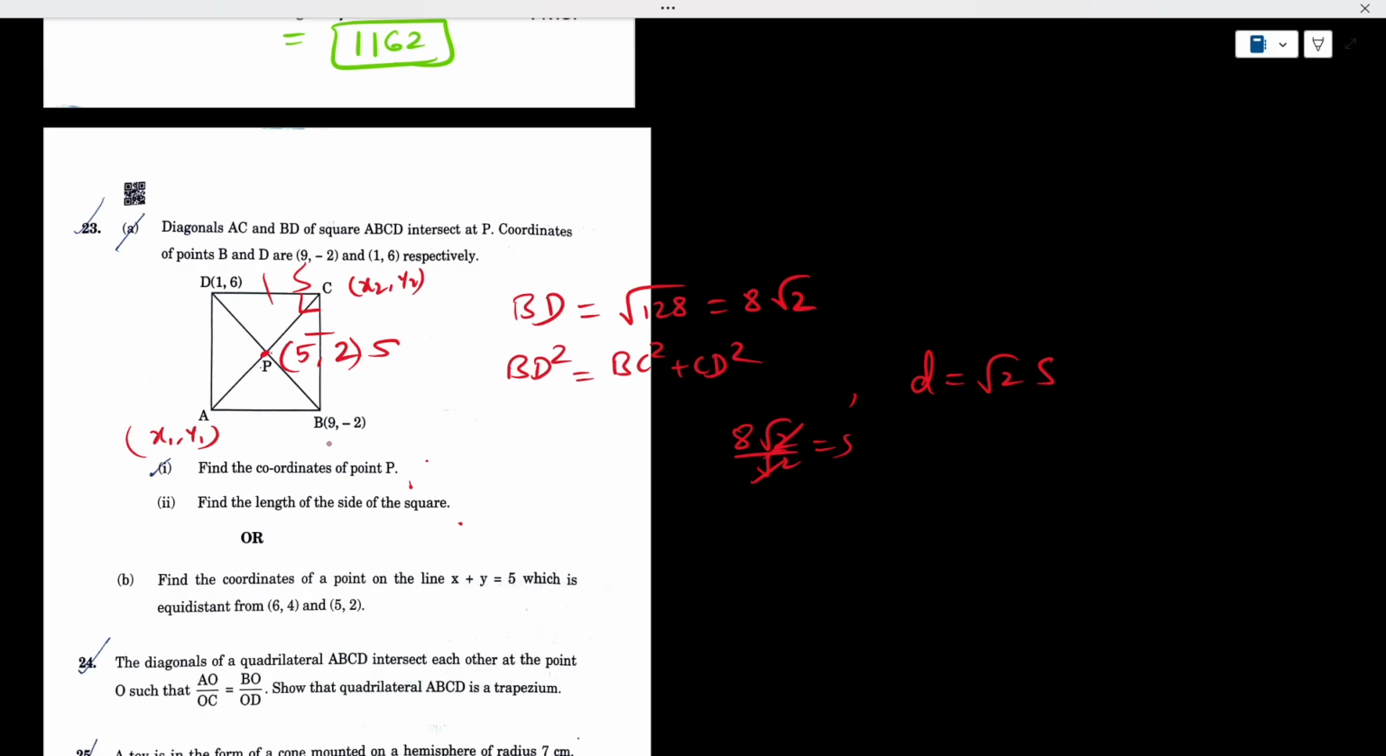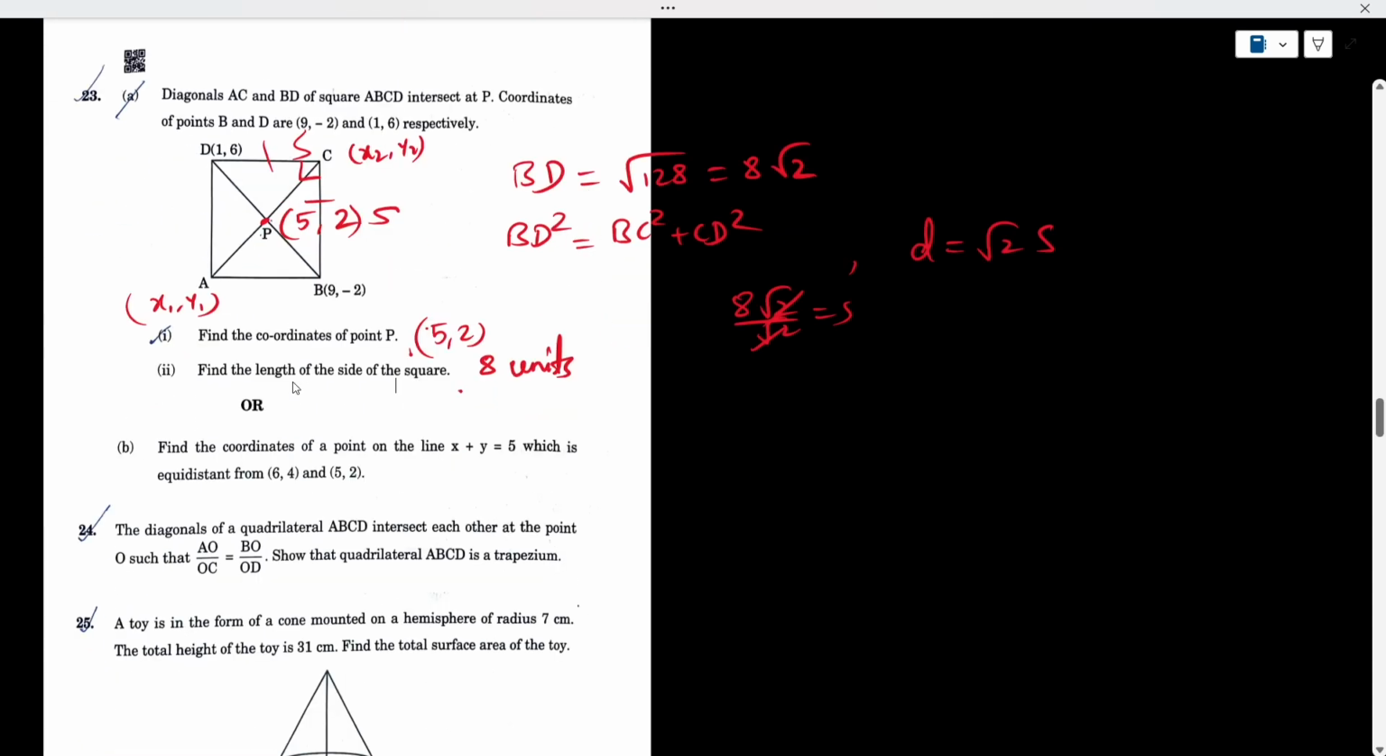So the side length is going to be 8 centimeter. No unit is given, so you will just write down 8 units, right? And what is the coordinates of P? It is 5 comma 2, right? There's an orbit also here.